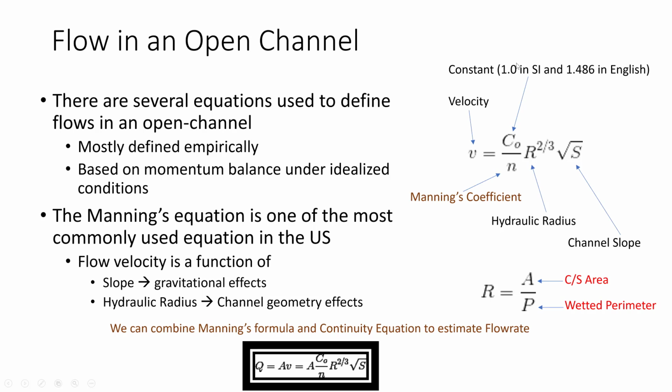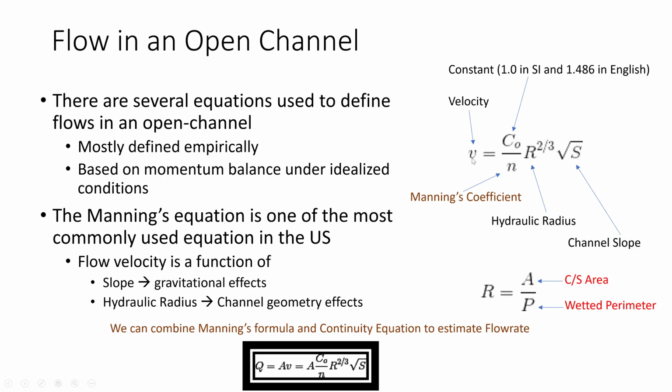So if we look on the right-hand side, the velocity v is equal to c sub naught, which is a constant equal to 1 in SI units and 1.486 in English or US customary units. The hydraulic radius is raised to the power 2/3, and then the square root of s, the channel slope. This hydraulic radius R is defined as the cross-sectional area over the wetted perimeter. The wetted perimeter is the length of the channel that is in contact with water.